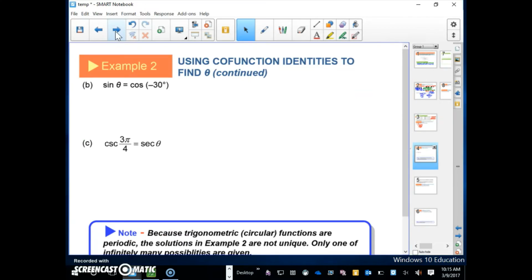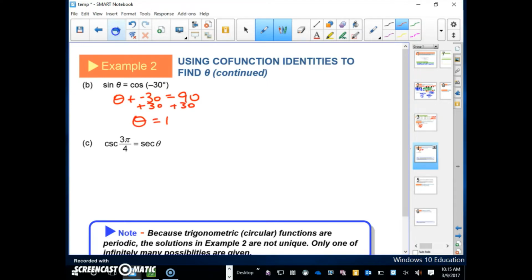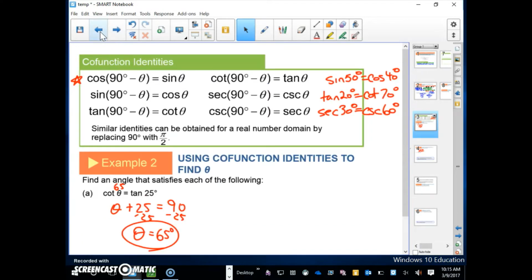Part B, same thing. We're still using the cofunction identity. Sine theta equals cosine negative 30 degrees. A little bit harder because of the negative, but we know that cofunctions have this property where their angles add up to 90. So we add 30, theta equals 120 degrees. The radians is a little bit harder. They were just not as good with radians, but we're also going to have to deal with fractions. But radians act pretty much the same way.